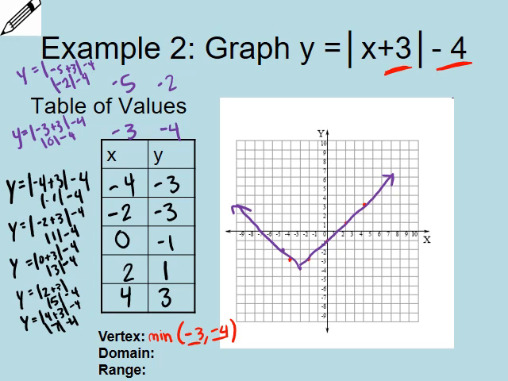Domain. Our domain is how far left to how far right. I go forever left, forever right. You'll notice this trend with our absolute value functions. Our range is how low to how high. How low. It goes as low as -4, and I include it. And it goes as high as forever, infinity.